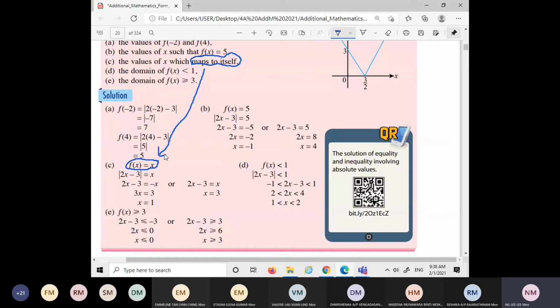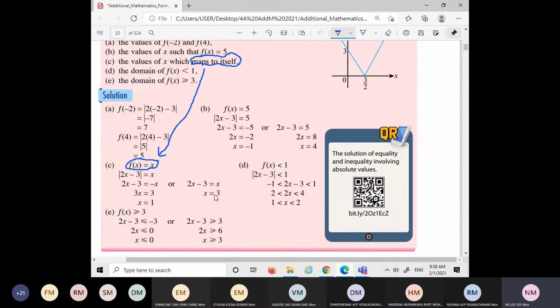So same thing, what is f(x)? Modulus of 2x minus 3 equals x. Then we come back to here, same as this. So 2x minus 3 equals negative x, or 2x minus 3 equals x. Then solve it. Again, you get two answers.